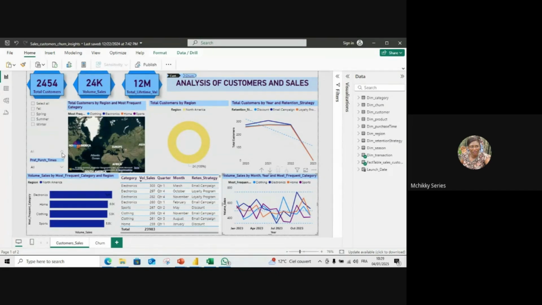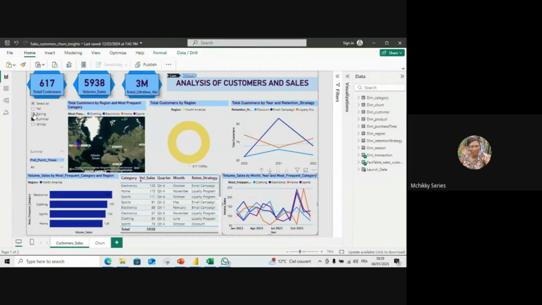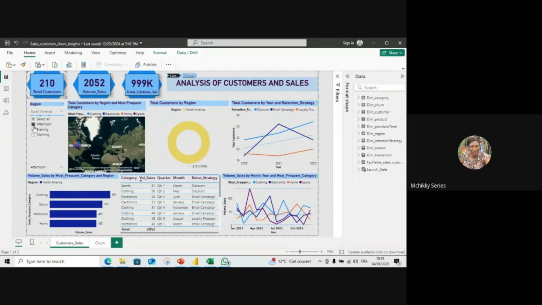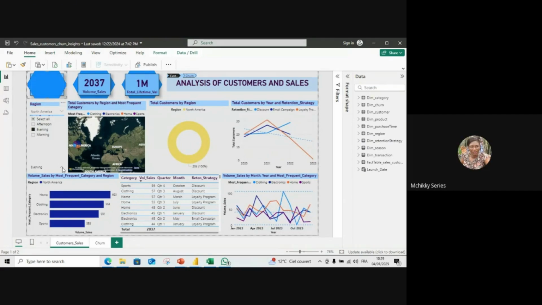They have 4 seasons: winter, summer, spring, fall. Then when you click on each, it can tell you where the customers are coming from, the time they want to shop from the company, and the preferred purchase time, morning, afternoon, evening, to also show you the one where you have a lot of customers buying from the shop.